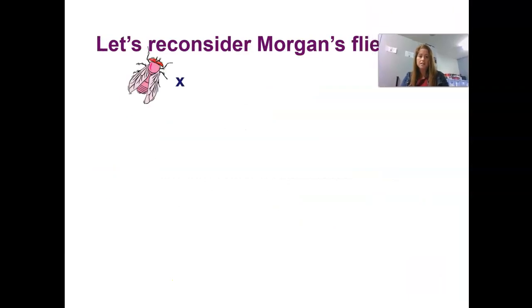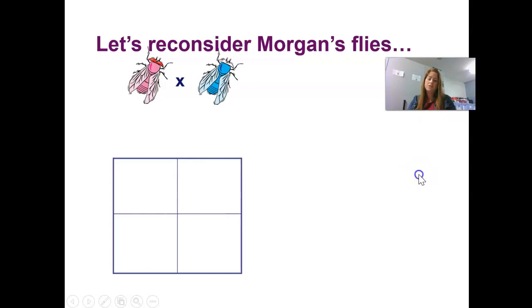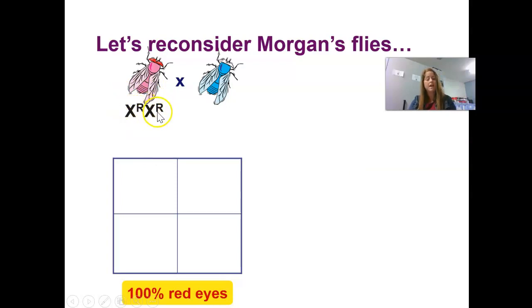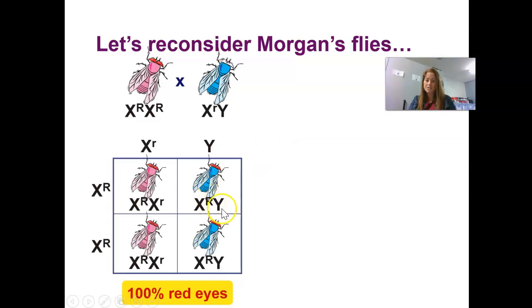So if we're looking at his fruit flies again, we can do a Punnett square with this. And so here's what happened. He had red-eyed females. They must have been homozygous for red eyes. Remember, this is on the X chromosome. And he had white-eyed males. And so if we put that into the Punnett square, we end up with these 4 genotypes, and everyone ends up with red eyes. Notice that there's nothing written on the Y chromosome because the gene is not found on the Y, it is only found on the X.